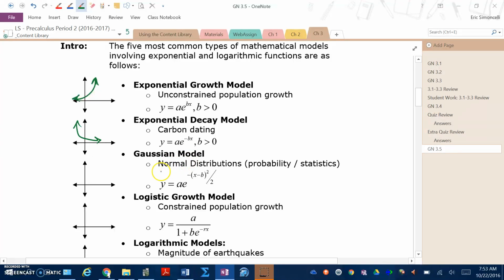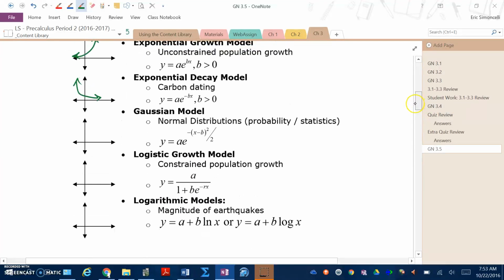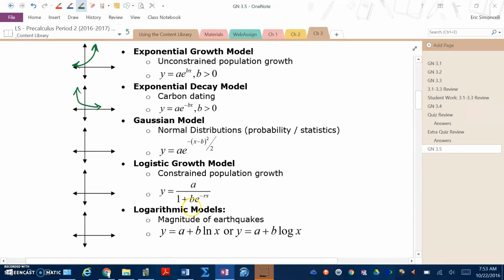The Gaussian model, particularly a normal distribution problem, in other words, something you'd see in probability and statistics. The function looks something like this, where you have y equals ae to the negative quantity x minus b squared all over 2 power. Okay. I would not expect you to memorize the Gaussian model formula or equation, and really nor would I ask you to memorize the last two, the log growth model nor the log model. You should understand graphically, though, if I am asking you to take a look at a Gaussian model, that it's going to look something like this, like a bell curve that you would see.